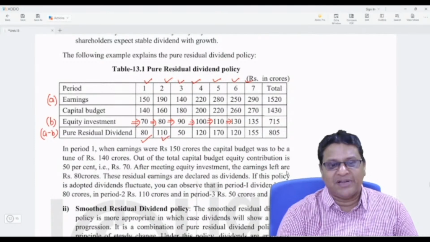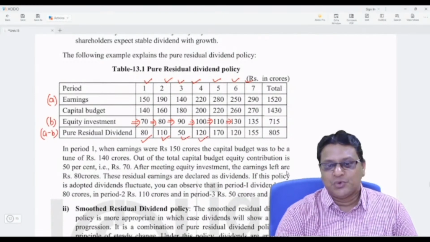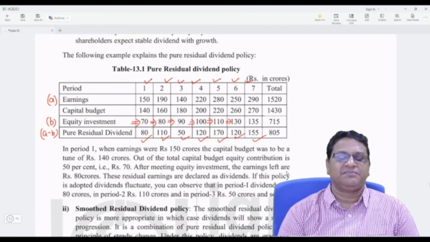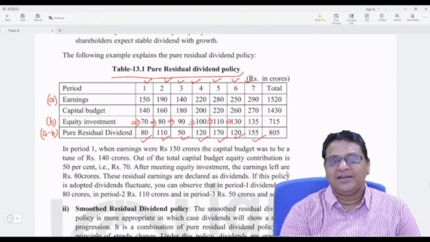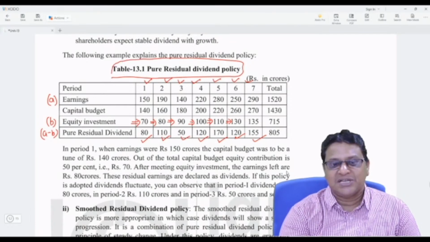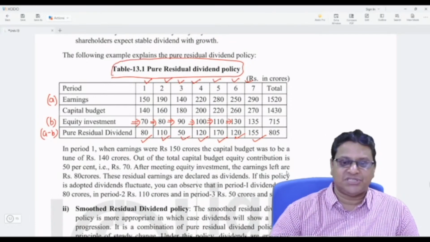190 minus 80, 110. 140 minus 90 will be 50. Next, 220 minus 100, 120. 280 minus 110, 170. 250 minus 130, 120. 290 minus 135, 155. In this way, you design the residual dividend policy. This is known as pure residual dividend policy.